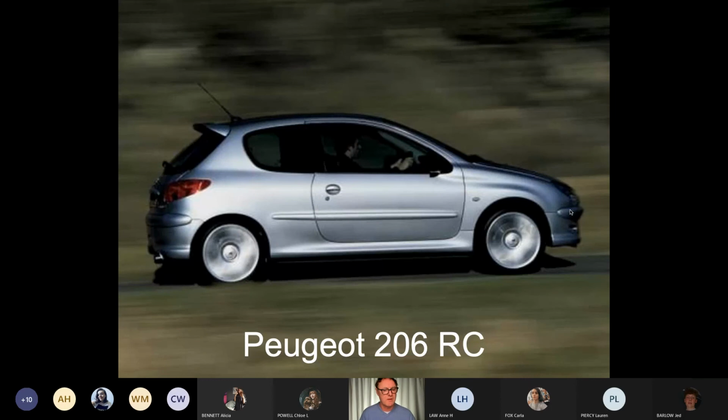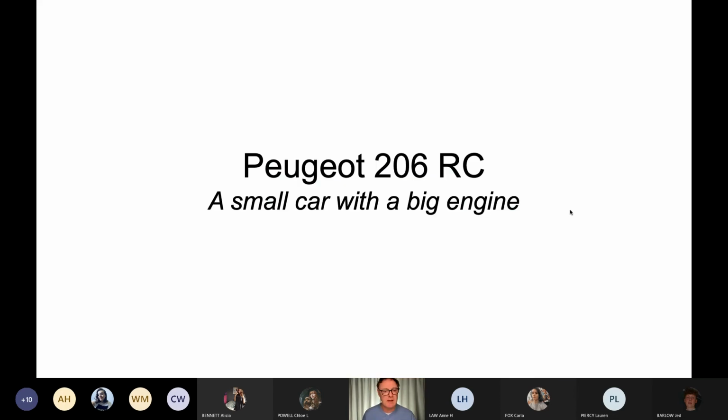Say, okay, we go down market a little bit and we try and sell the Peugeot 206, but not just any old run-of-the-mill Peugeot 206, but the RC version. Now the RC version is like a Peugeot 206 but on steroids. It's a small car with a big engine.